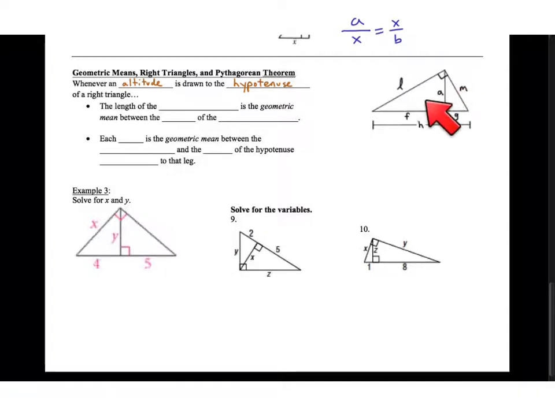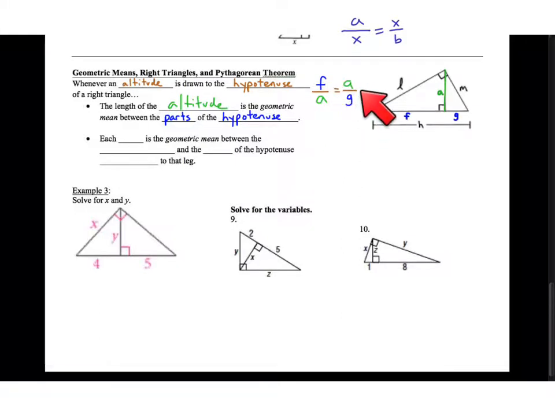We actually saw diagrams like this in Chapter 7. We're going to make life a little bit easier now that we know more things. Here it goes like this. The length of the altitude is the geometric mean between the parts of the hypotenuse. So do you see that A here is the altitude? It goes from the vertex, makes a right angle. The parts that it breaks the hypotenuse, which I have marked as H, into are F and G. Well, A, the length of the altitude, is the geometric mean between F and G.